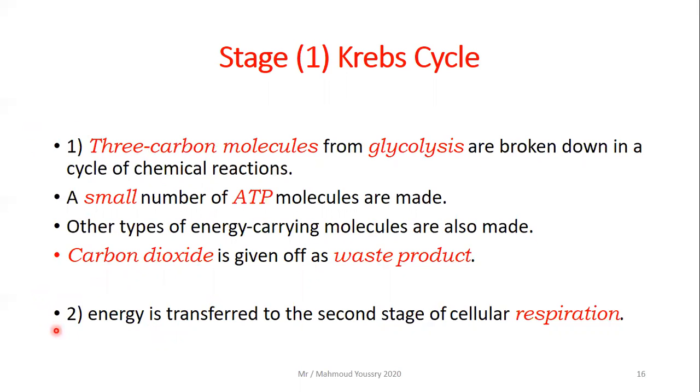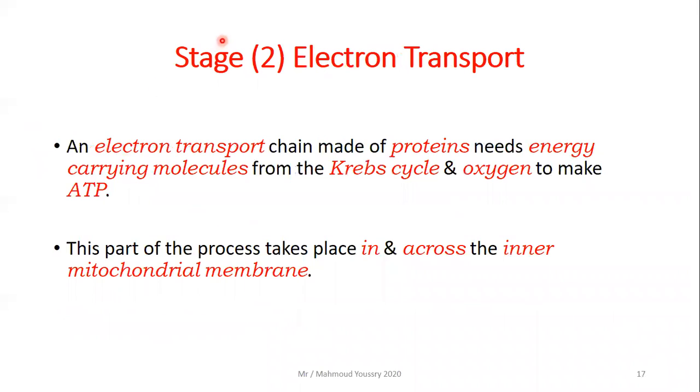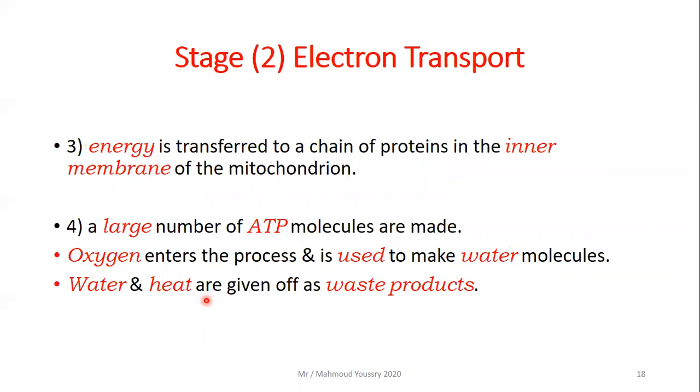Step two, energy is transferred to the second stage of cellular respiration. Let's move on. This is stage two, electron transport. An electron transport chain made of proteins needs energy carrying molecules from the Krebs cycle and the oxygen to make ATP. This is where we will use the oxygen. This part of the process takes place in and across the inner mitochondrial membrane.